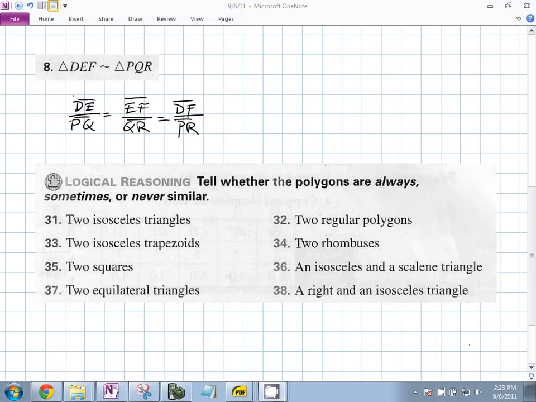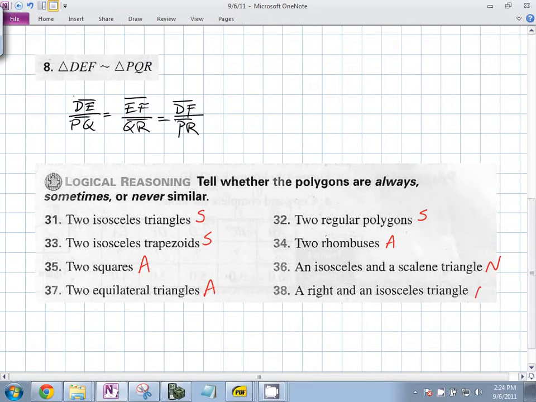Let's go to 31. What do you think, Giacomo? Two isosceles triangles are sometimes congruent. Sometimes, okay. 32, sometimes. 33, sometimes. Yeah, always. 34. What do you think, Ron? I said always. 35, always. 36, always. Never. Kyle, 37, always. 38, Eber, never. Okay.